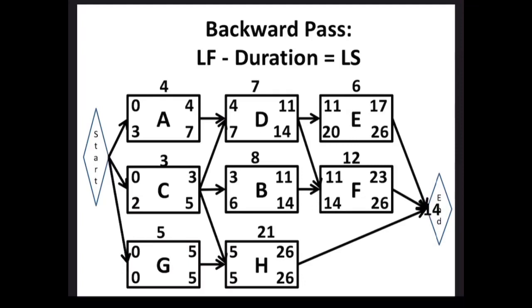So now, moving on to H as in Harry. We have 26 minus its duration, which is 21, to give us the late start, we get 5. Now, what is the difference between the top and the bottom? 0. Why? Because this is our critical path activity and there is no wiggle room. There is no float. There's no slack on activities that are on our critical path.